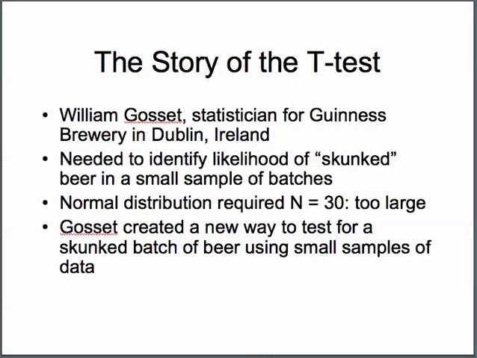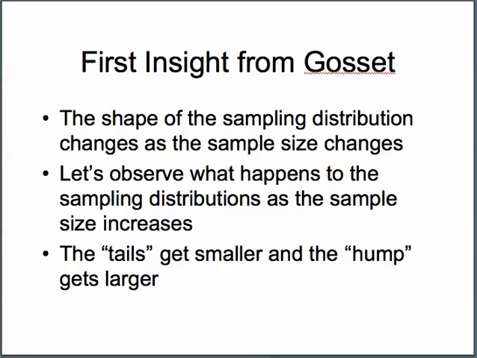The normal distribution was not up to the task because the samples he was working with were small samples, much less than the 30 samples required for the central limit theorem to be invoked. Instead, Gossett had the following insight. The sampling distribution has interesting properties the larger the sample gets. In fact, the sampling distributions are very predictable.